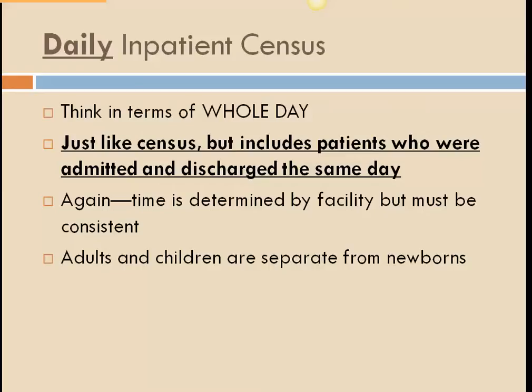That definition carries over into your formula: it's inpatients from midnight the day before, plus the admissions, minus the discharges, plus those who have been admitted and discharged. The rules or special information is that the time is determined by the facility, but it must be consistent, and that it includes the admissions and discharges as well as those that were admitted and discharged the same day. And again, adults and children are counted separately from newborns.